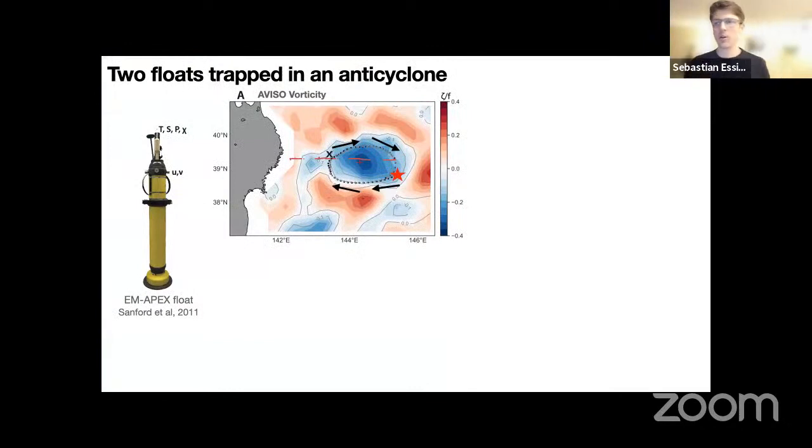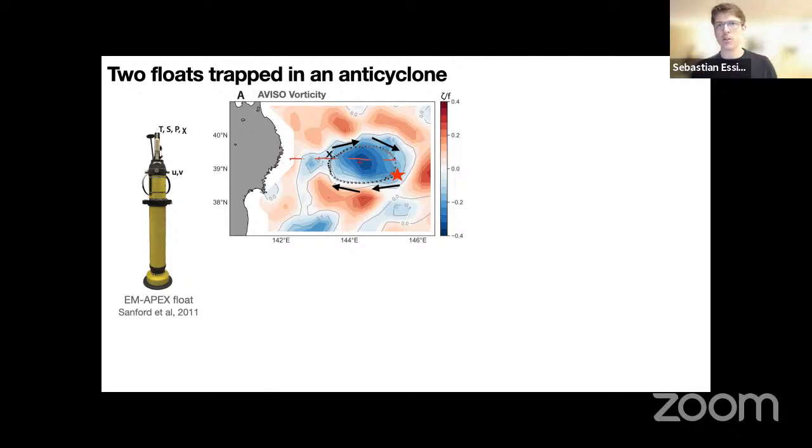In particular, I'm going to talk about observations that we took with arrays of EM APEX floats. EM APEX floats are Argo-built floats that can profile up and down in the water column by compressing an oil bladder. Other than Argo floats, these EM APEX floats are equipped with electromagnetic velocity sensors. Our floats are also equipped with a microstructure temperature profiler, which allows us to compute chi and estimate the turbulent dissipation rate, epsilon.